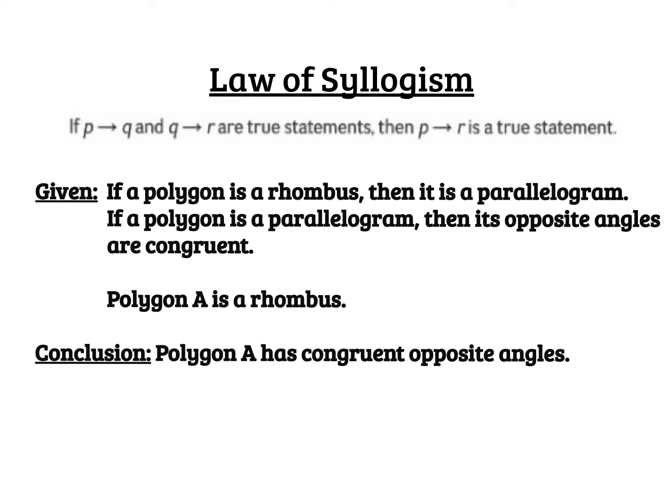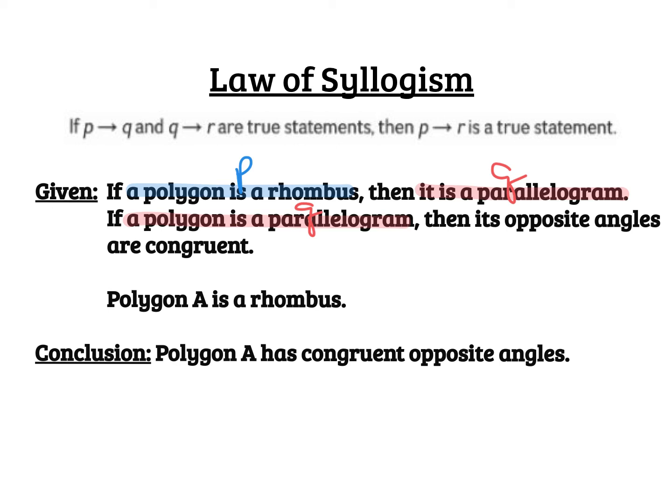So now let's try a math example. Feel free to pause this and give it a try to see if you get the same solution as I do. If a polygon is a rhombus, we're going to call this P. If a polygon is a rhombus, then it is a parallelogram. It's going to be Q. If the polygon is a parallelogram, I'm repeating this statement, so I'm saying Q again, then its opposite angles are congruent.